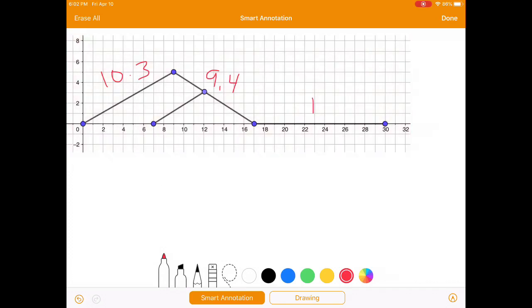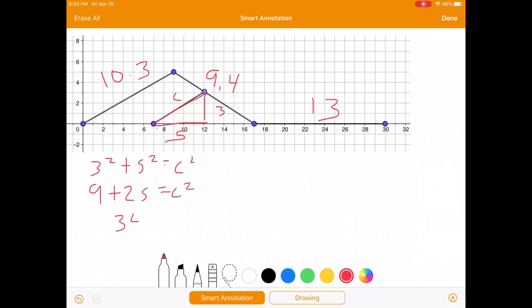Can't forget this part over here was 13. And we got one part left. This little diagonal part here, we've got a leg of 3. And going from 7 to 12, that's a leg of 5. So let's go 3 squared plus 5 squared. Got our new hypotenuse over here now. 9 plus 25 gives us 34.